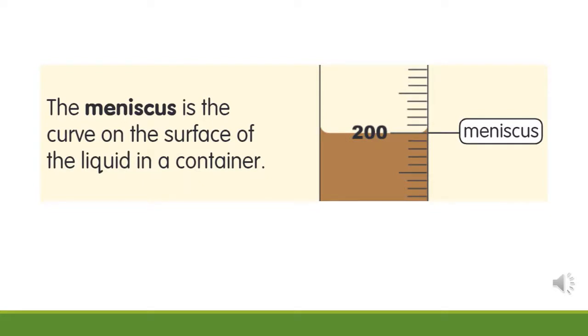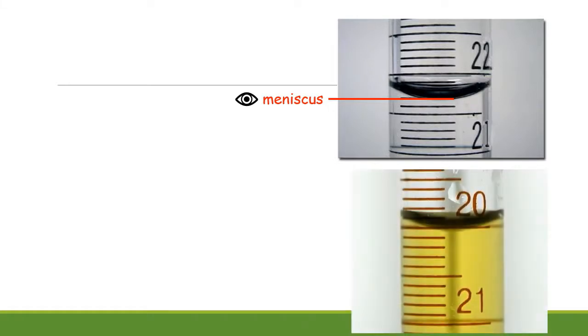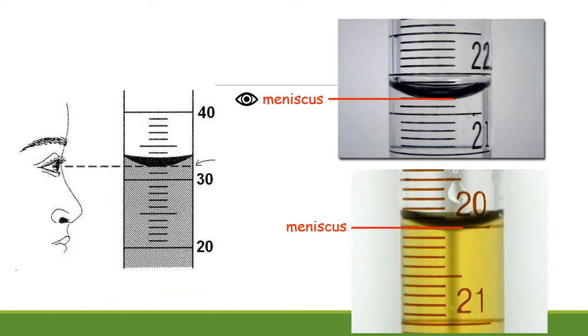The meniscus is the curve on the surface of the liquid in a container. This picture shows the meniscus of liquid. What is the reading for the volume of liquid in this picture? The eye level is at the level of the meniscus. So for this one, the reading is 32 ml.